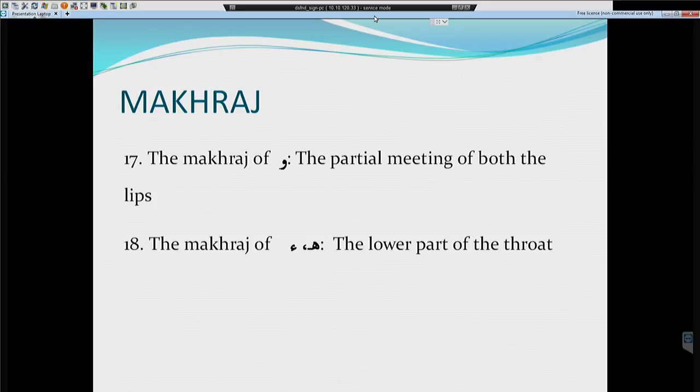The way I try to differentiate between ha and ha is the ha is like a sigh, right? When you make that, that's a ha sound. Ha is a little bit harder.